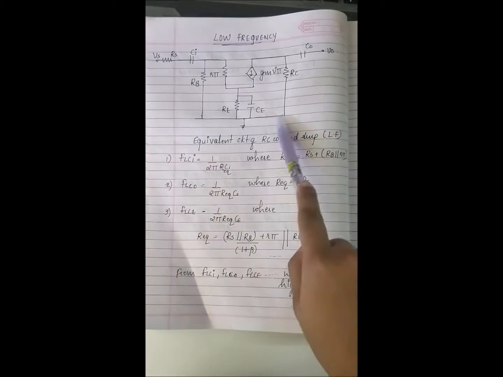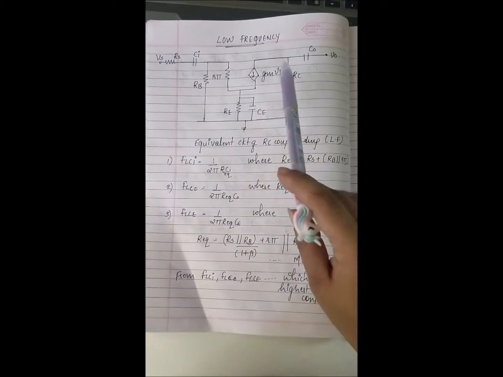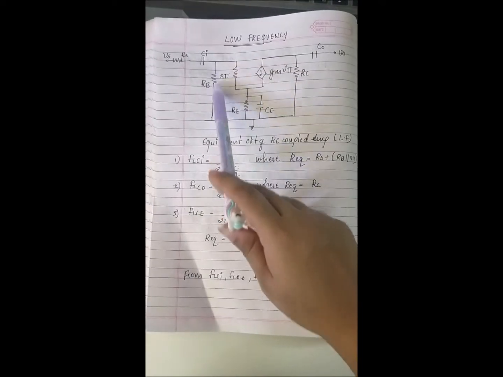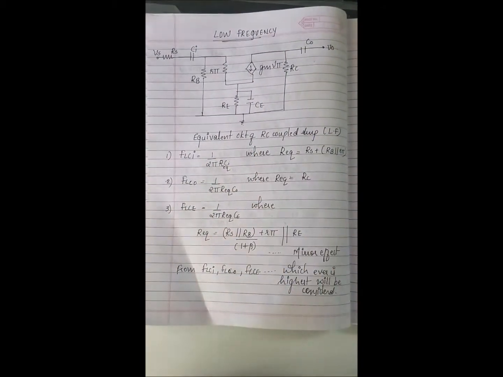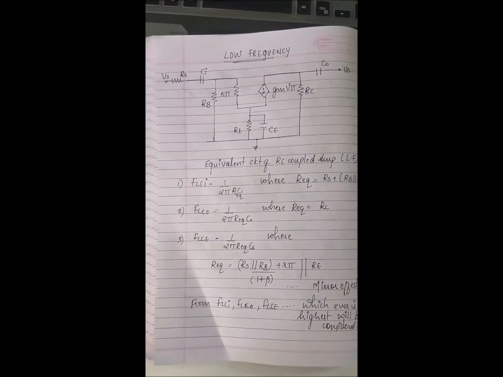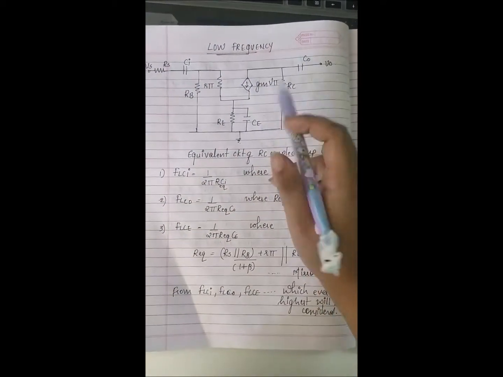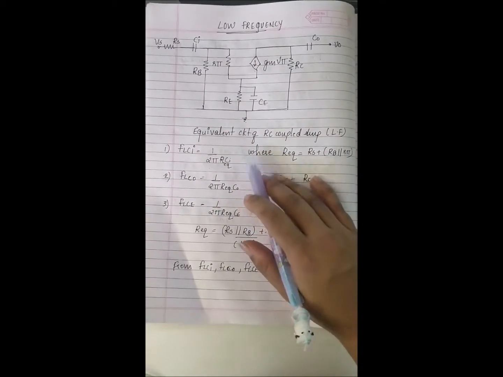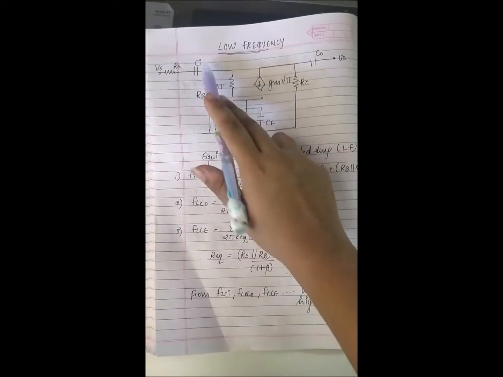This diagram is nothing but the equivalent circuit of the RC coupled amplifier. RB is shown over here, RS is over here, RE, RC. Okay, this is the equivalent circuit diagram. The second point we need to consider is that whenever I consider any capacitor, the other capacitors will be assumed as short.